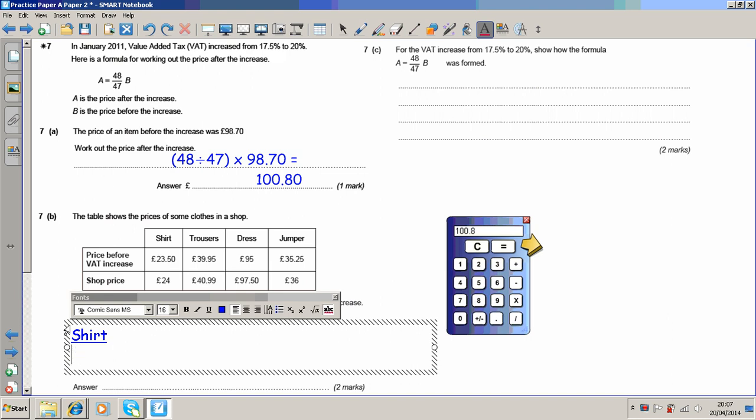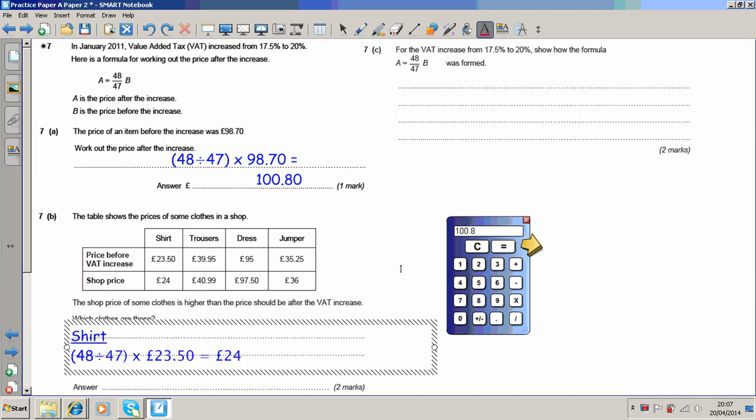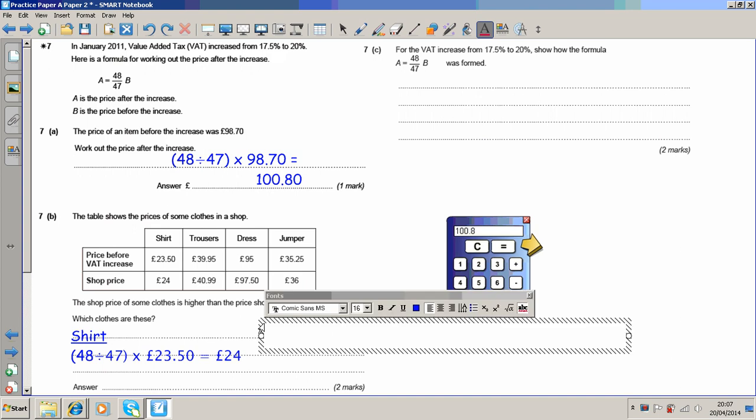So you do 48 divided by 47 times by £23.50. See what that's equal to. 48 divided by 47 times £23.50 is £24. So that one's fine. I'll do the same for each one.